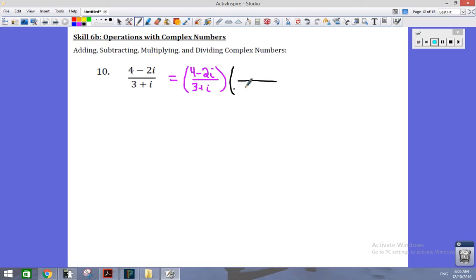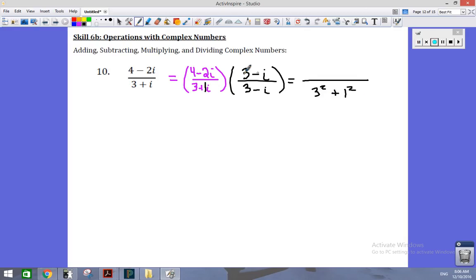The conjugate of 3 plus i is 3 minus i, and for this to be 1, the numerator and denominator need to be the same. So it's easy for me to determine the denominator. a is 3, and there's a 1 implied in front of the i. So I have a squared plus b squared. I have 3 squared plus 1 squared. That's going to give me 10.